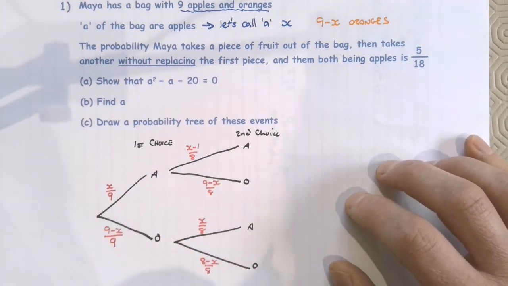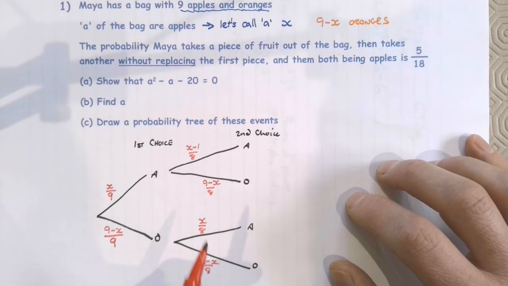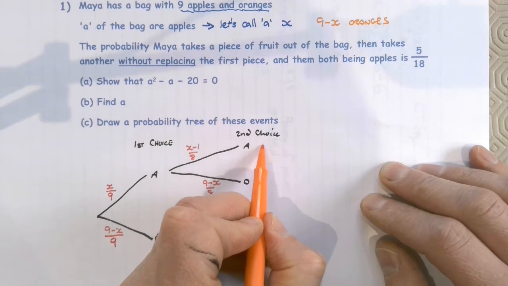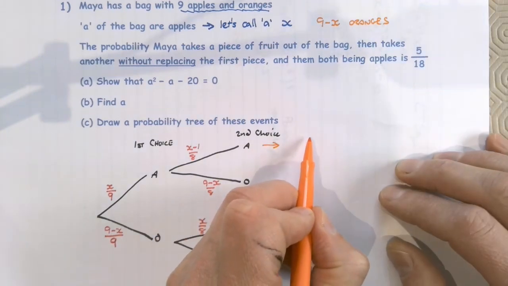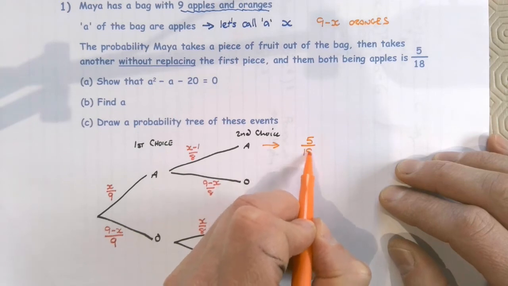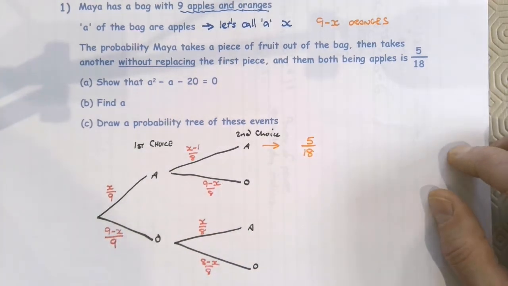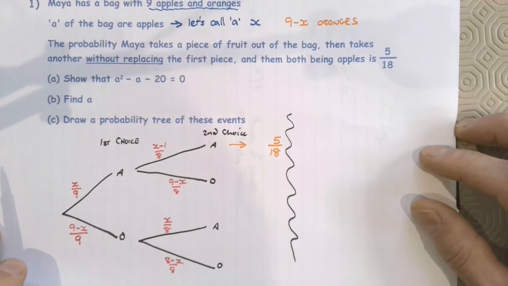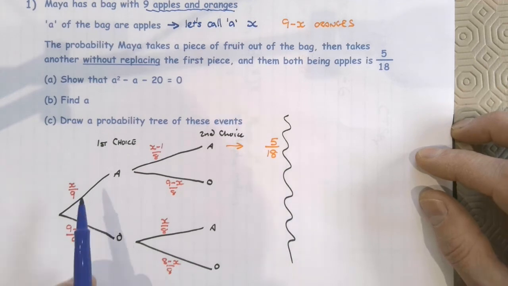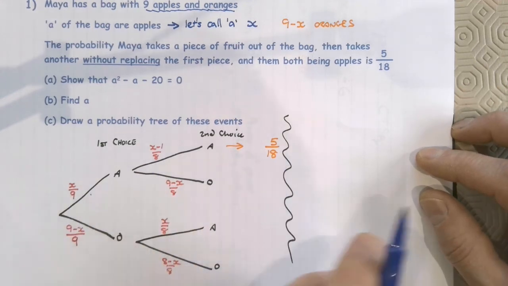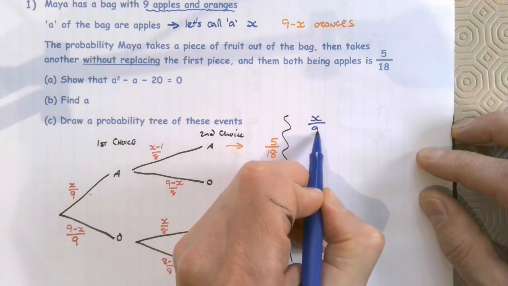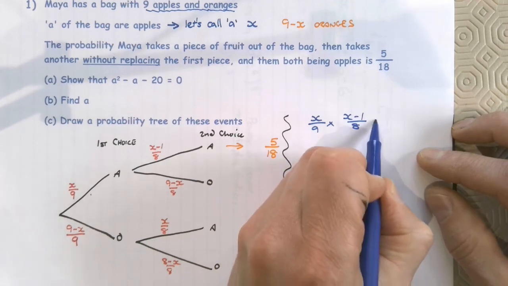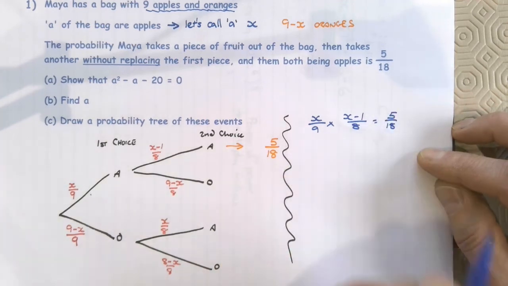We have filled in the algebra part. Now what we do know is that when we are getting both bits of fruit being an apple, it's 5/18. So what we know is that when I multiply these two things together, I'm going to get that. So I'm going to get X on 9 times X minus 1 on 8 is 5 on 18.